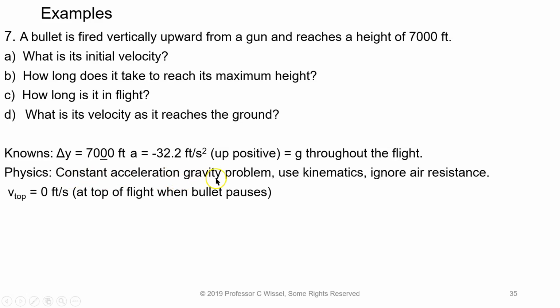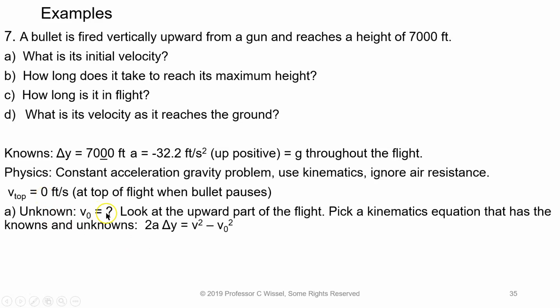The physics of this is a constant acceleration gravity problem. We can use kinematics because it's constant acceleration, and of course, as usual, we ignore air resistance. We also know that at the top of the flight the bullet will pause, and v at the top of the flight is going to be 0 feet per second. Now, the unknown: we don't know v0.